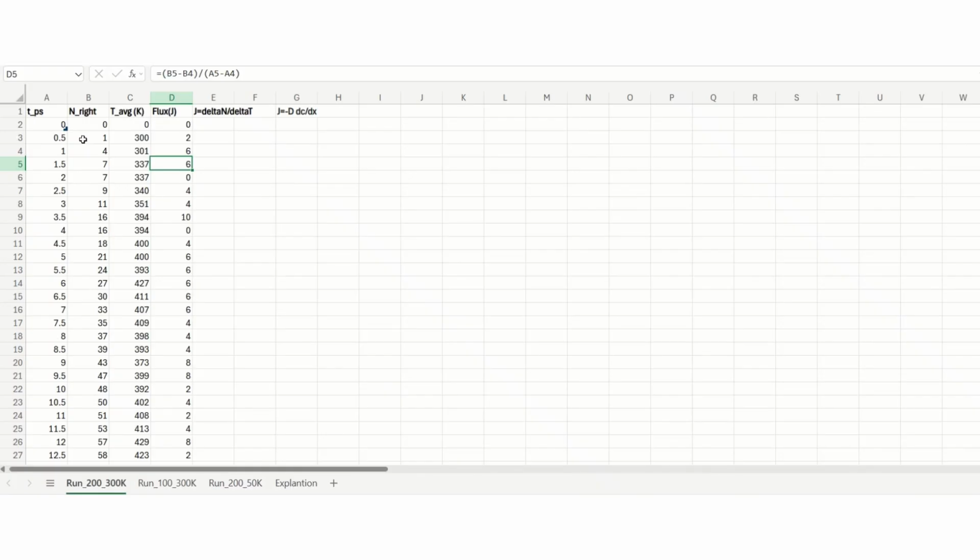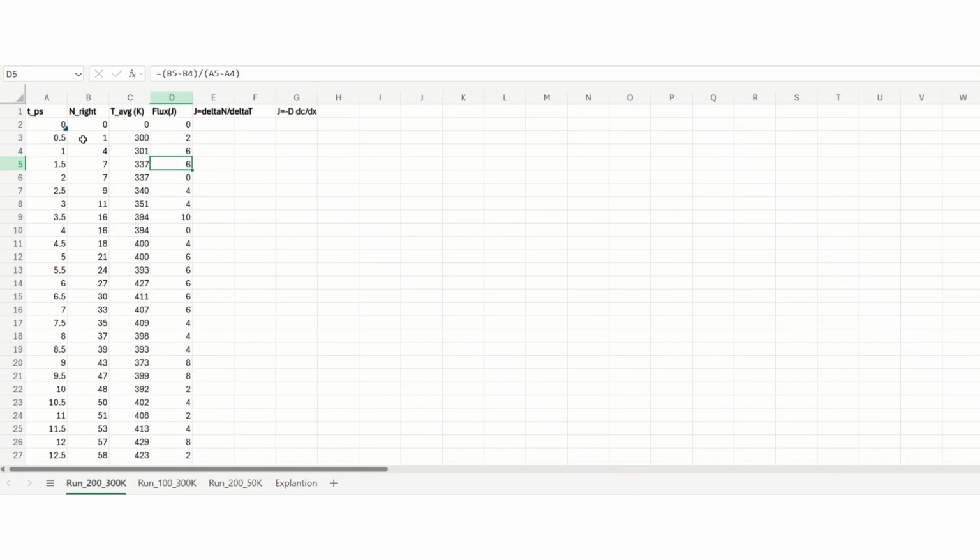So basically this formula helps us calculate the change in atom number between the two time steps divided by the time interval, in this case the 0.5 picoseconds. It tells us how quickly the atoms are crossing the midpoint, which is essentially the diffusion flux.